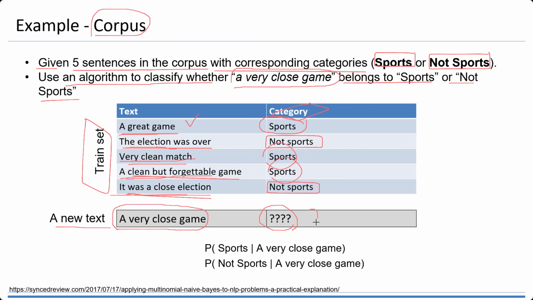So we need to figure out this category by looking at probability. What is the probability that, given the sentence "a very close game", it belongs to sports? Or the other probability: given the text "a very close game", what is the probability that it belongs to not sports?